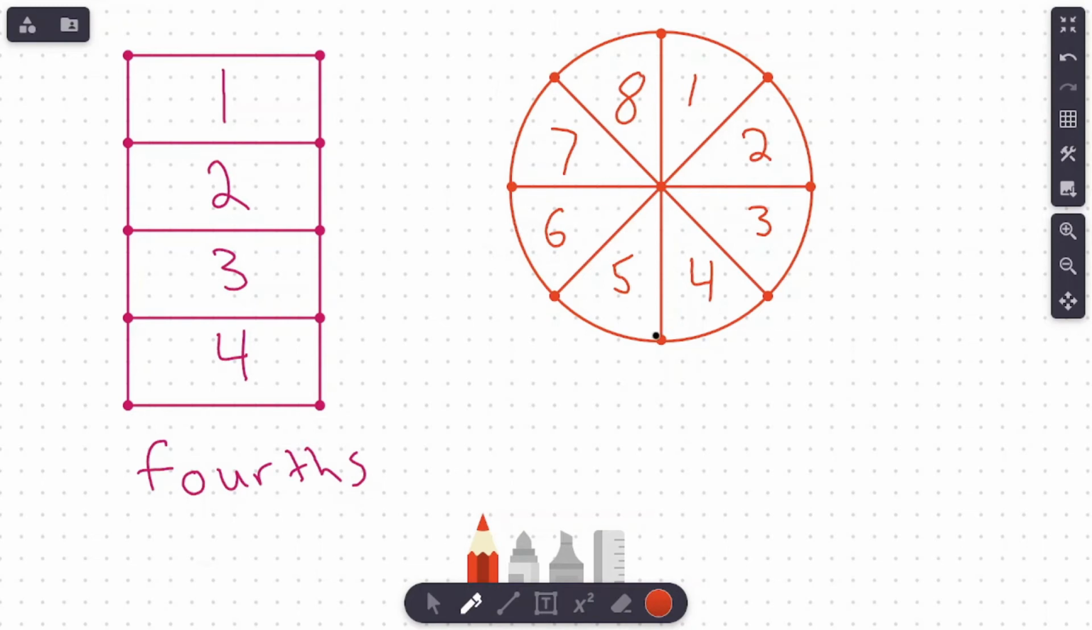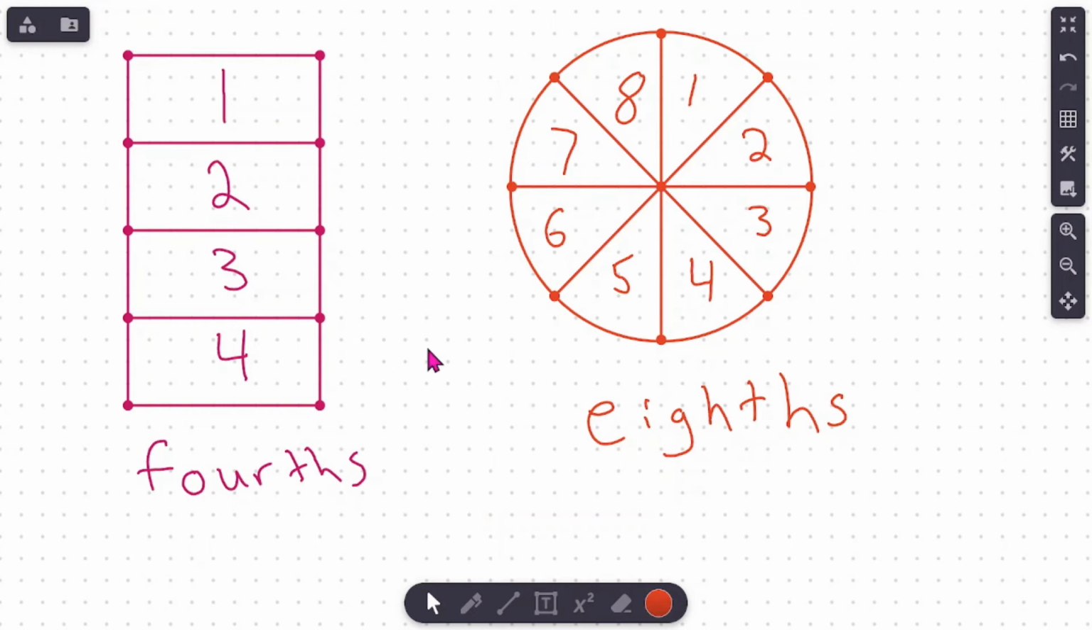8. 8 equal sections. All right, there's a special word whenever you divide something into 8 equal pieces. You've divided it, or you've partitioned it, into eighths. Eighths. I'll say that one again. Eighths. All right, we had fourths, now we have eighths.